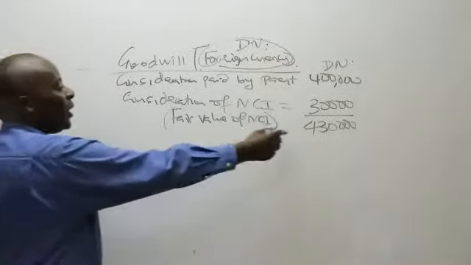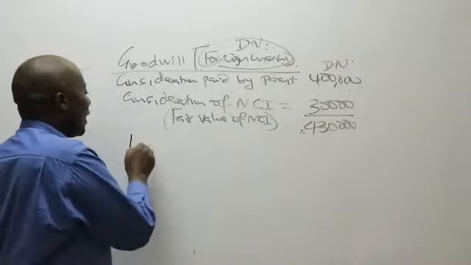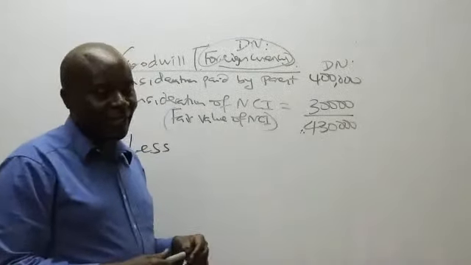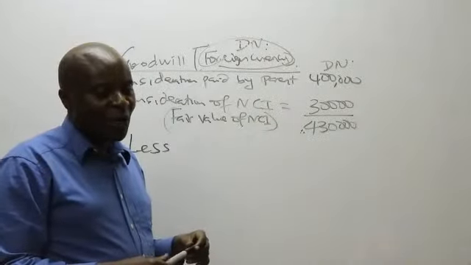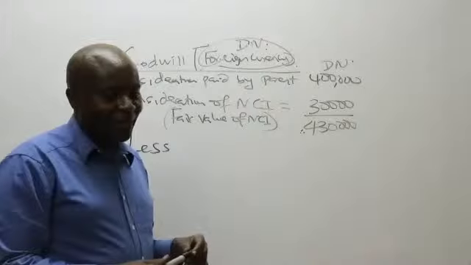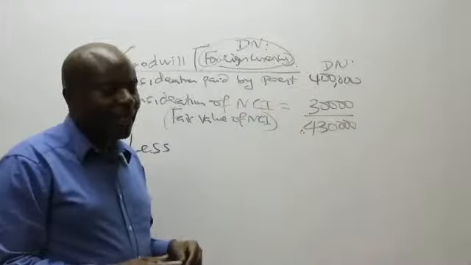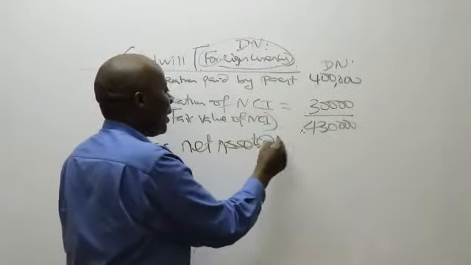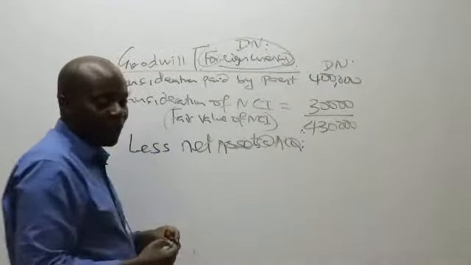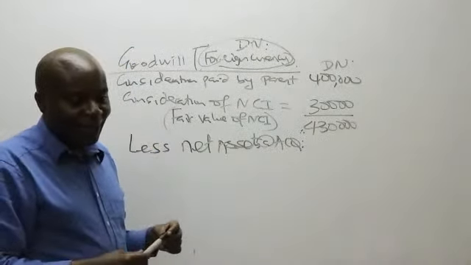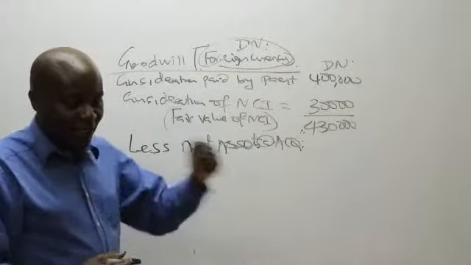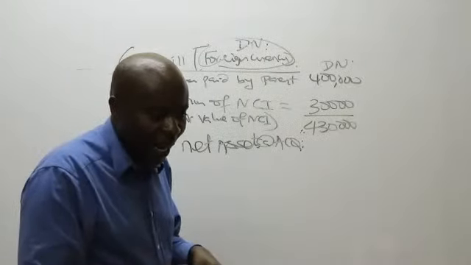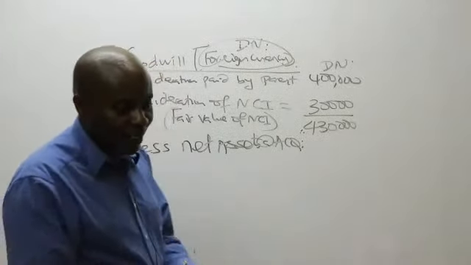So once I get this total consideration, I should come here and say less what? Net assets at acquisition. Thank you very much. Less net assets at acquisition. Are you able to remember the net assets at acquisition? Yes. In DN, how much?